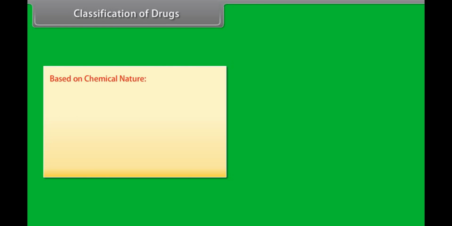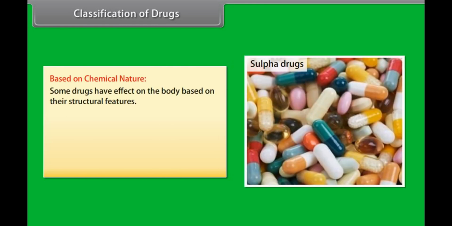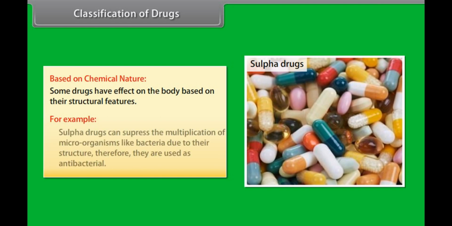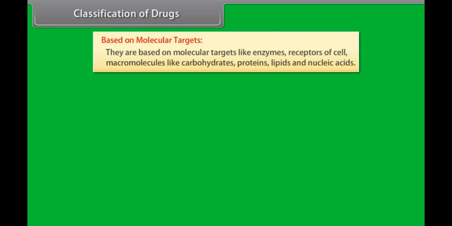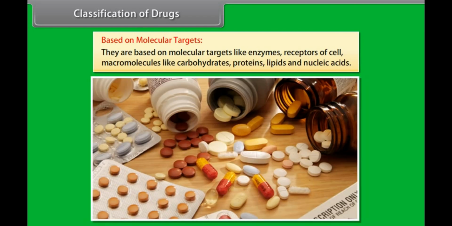Based on chemical nature. Some drugs have effect on the body based on their structural features. For example, sulfa drugs can suppress the multiplication of microorganisms like bacteria due to their structure. Therefore, they are used as antibacterial. Based on molecular targets. They are based on molecular targets like enzymes, receptors of cells, and macromolecules like carbohydrates, proteins, lipids, and nucleic acids.